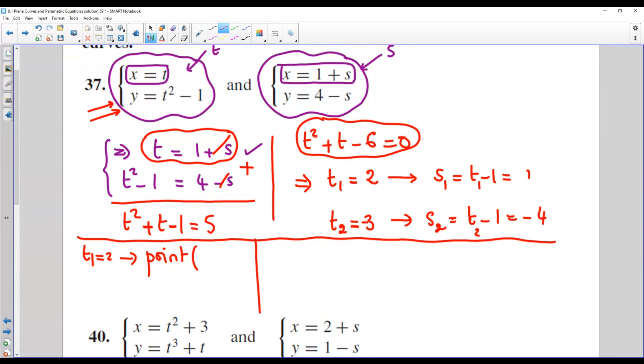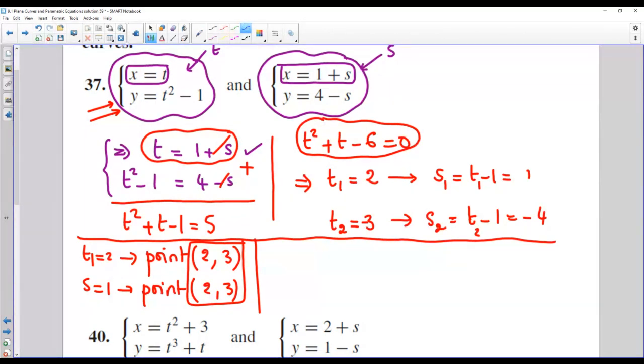Okay, so when t1 is 2, we substitute in the first curve and we get the point 2, 3. And s is equal to 1 on the second curve, and also you can see that we get the point 2, 3. So the first intersection point is 2, 3. These curves intersect at 2, 3.